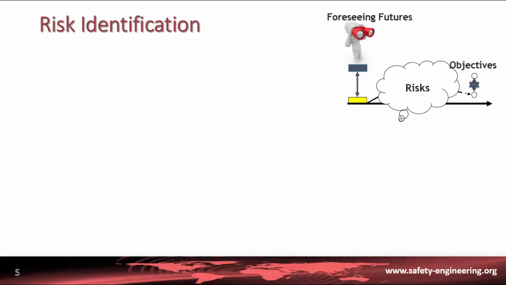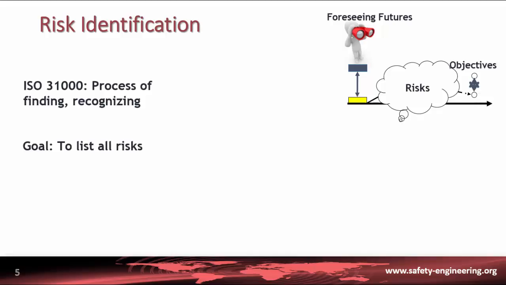The first step in controlling unexpected futures is to identify the risks. ISO 31000 defines risk identification as the process of finding and recognizing risks. These activities aim to provide a complete list of the potential risks. Once found, risks are then described. This activity contributes to modeling risks. These models will serve as the basis for the next risk management steps.